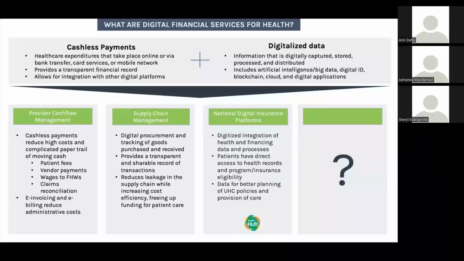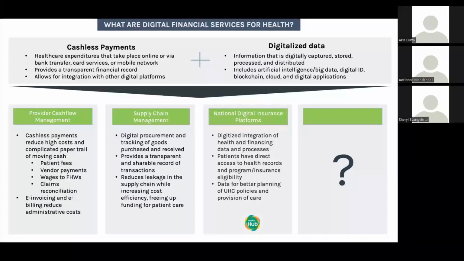And then we've mostly focused on examples on the patient-facing side. But also when we look at payers and providers, they are similarly, if not even more so, likely to benefit from digital financial services. So providers who adopt cashless payments can reduce the administrative costs that are associated with moving cash. I had spoken with an NGO a few years ago that was going to be paying all of its frontline health workers and its vendors using cashless payments.